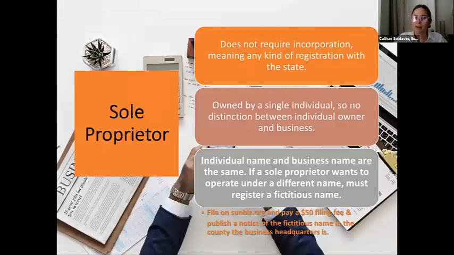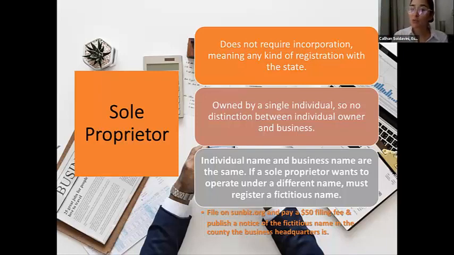The first business type is a sole proprietorship. So anyone in the room that has a business, they're the only owner, they're the only ones that actually have ownership rights in the business and have done nothing like register with the state, then you're by law acting as a sole proprietorship. It doesn't require registration or incorporation with the state. It's owned by a single individual, and because there's no registration, there's no distinction between the individual business owner and the business itself. So in the eyes of the law and in the eyes of the IRS, your business and you are one single person.